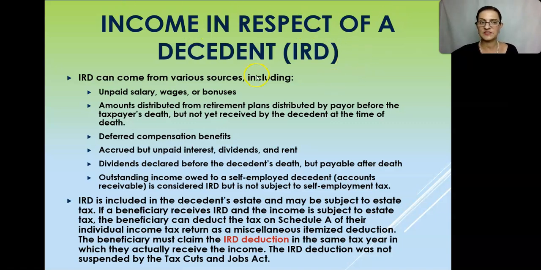Okay, income in respect of a decedent can come from various sources, including unpaid salary, wages, or bonuses. So this would be wages, bonuses, salaries that were earned before death, but were not received until after death. Also amounts distributed from retirement plans by the payor before the taxpayer's death, but not yet received by the decedent at the time of death.